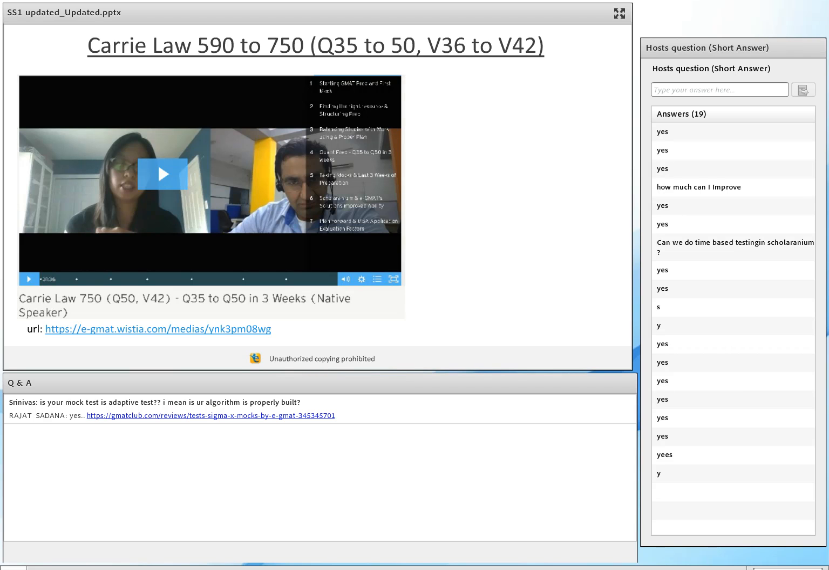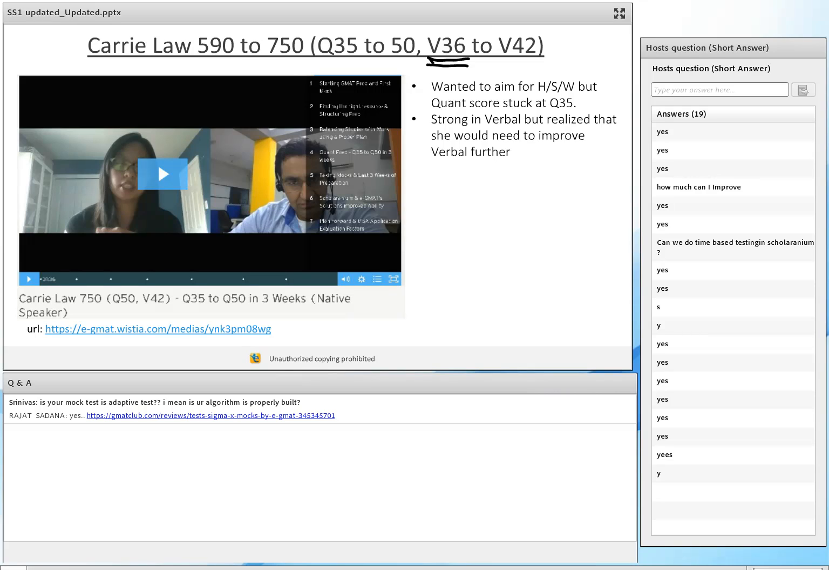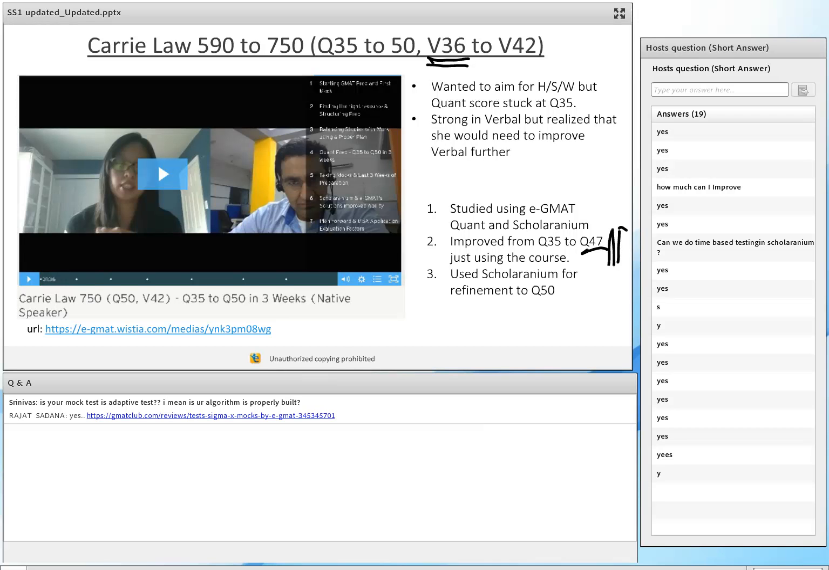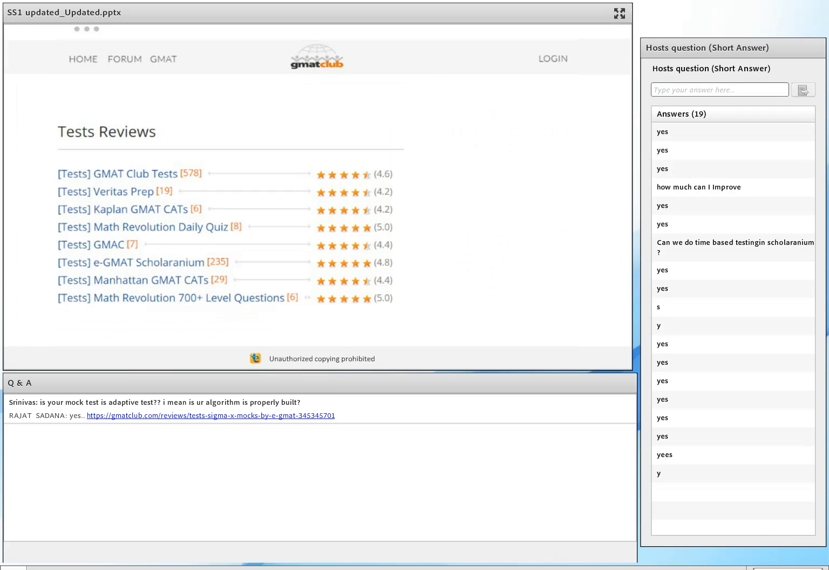Here's a student who went from a 590 to a 750 by focusing just on data. She's someone who is actually going to be starting at EL this year. She wanted to aim for Harvard, Stanford, and Wharton, but her quant score was stuck at 35. She had a V36 to begin with, but if you want to get to a 750, you have to improve that even further. Using data as well as the e-GMAT course, she improved to a Q47 just by using the course, which is our audio visual lessons, which provide feedback every 15 minutes. Then from a Q47 to a Q50, that improvement came through Scholaranium. And it's because of this precise targeting as well as the analytics.